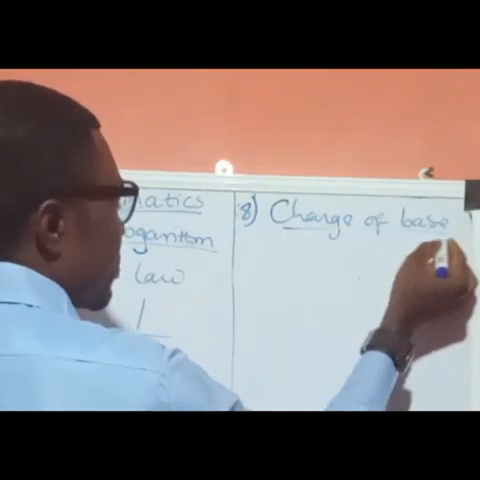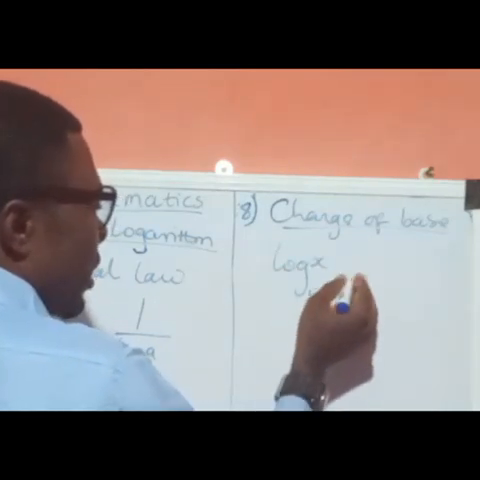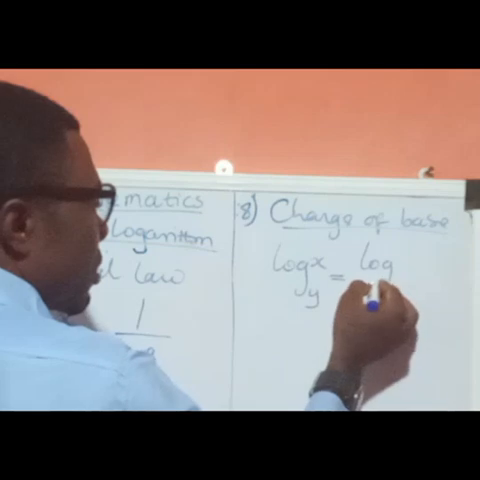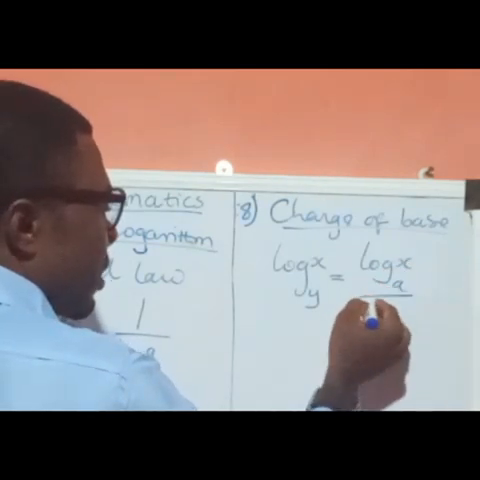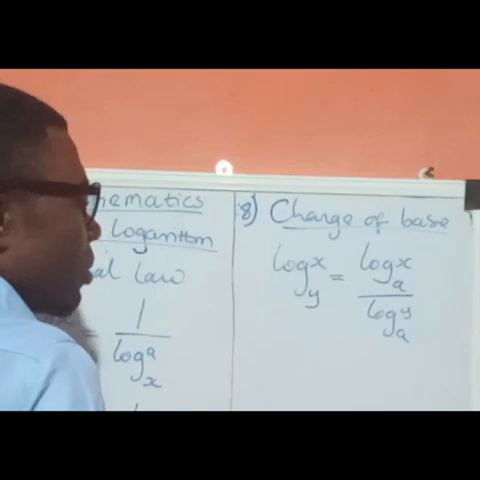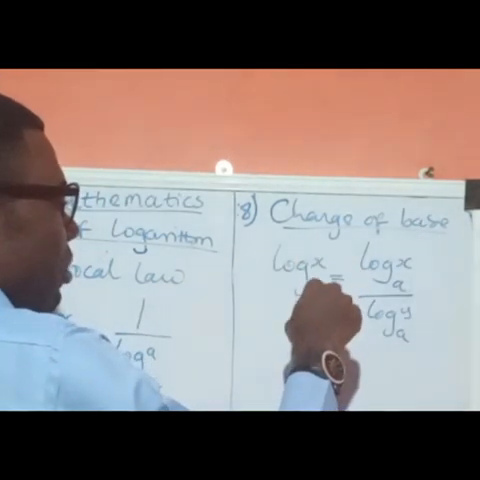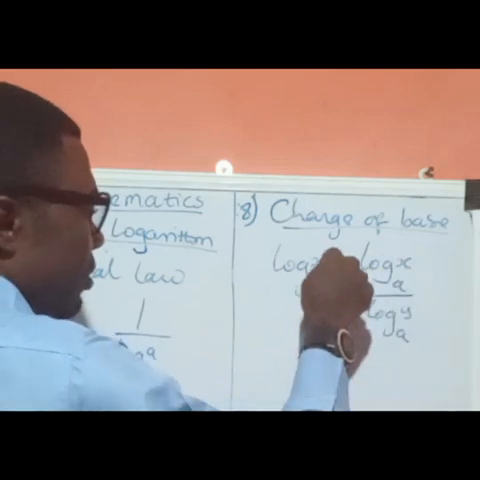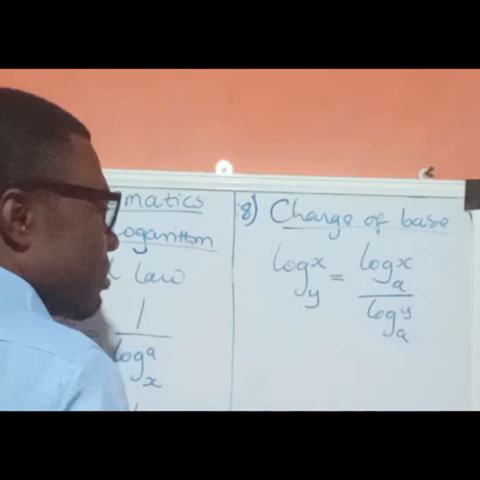Change of base. The log of x to base y is the same as the log of x to base a divided by the log of y to base a. What it means is that if I don't know the log of x to base y, but I know the log of x to base a and the log of y to base a, I can divide them together, finding their logarithms separately using a different base.